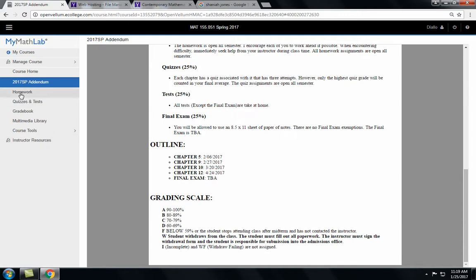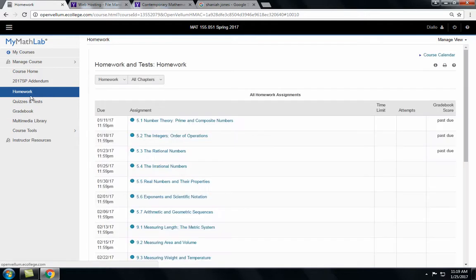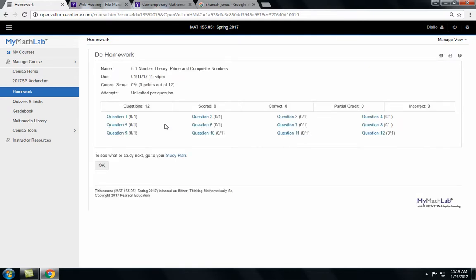The next link we'll take a look at is the homework link. And in the homework link, you can find your homework assignments. Notice that you may see past due over to the right, but you should still be able to click into the assignment and finish the homework assignments.